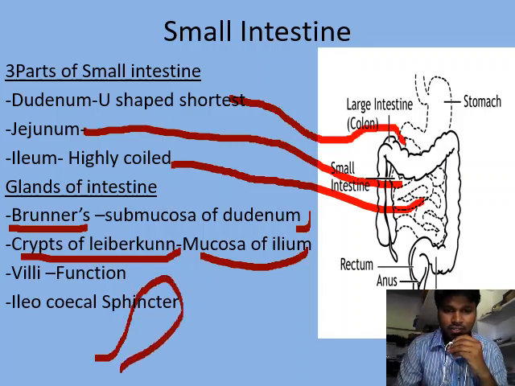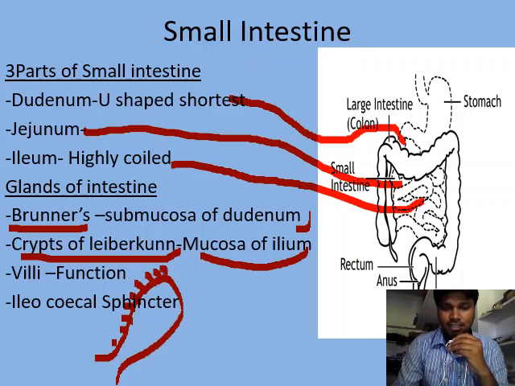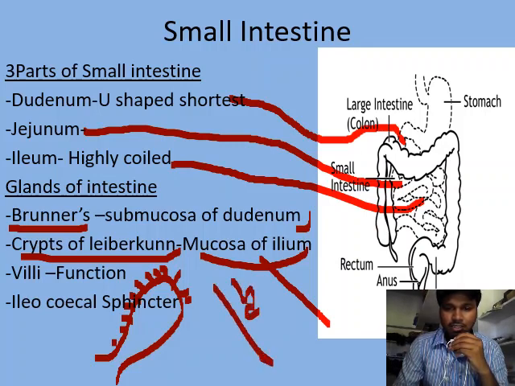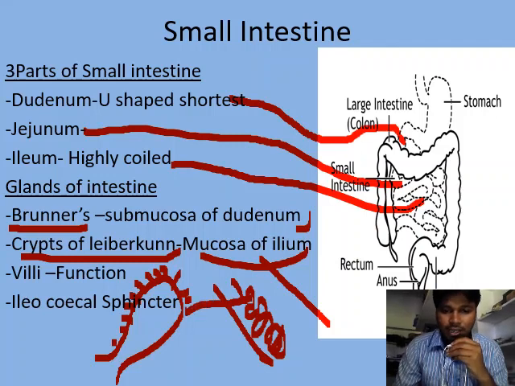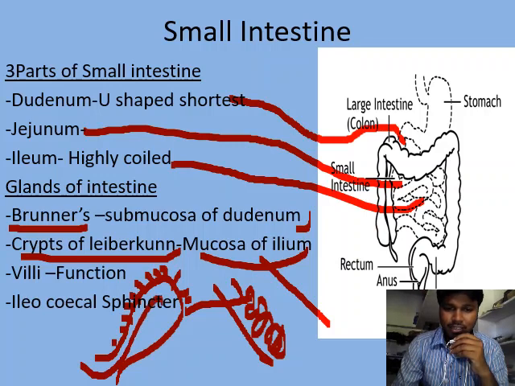This is the structure of villi, and villi will consist of small microvilli. This folded structure increases the absorption surface. Suppose this is the small intestine, we will find folds in the small intestine. These folded finger-like projections are known as villi, and villi are supplied by the blood capillaries.